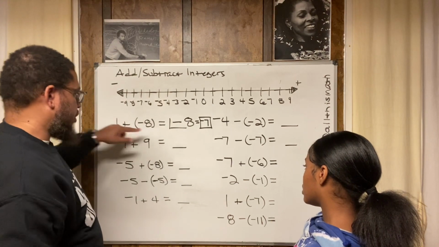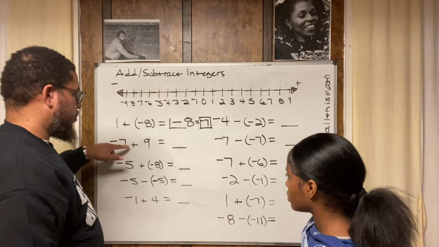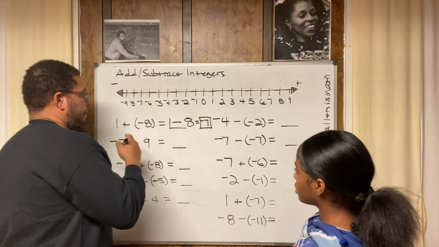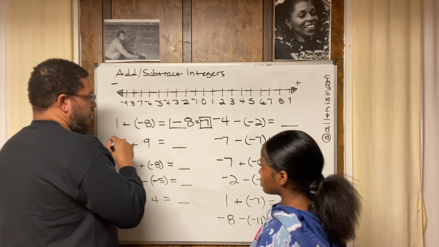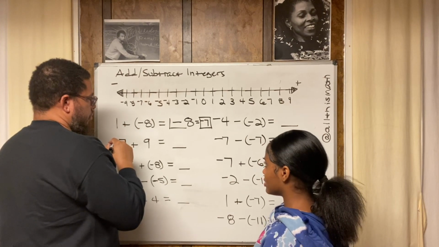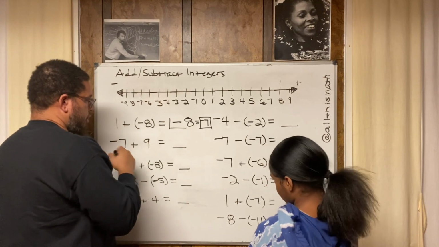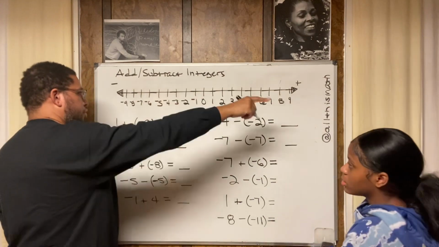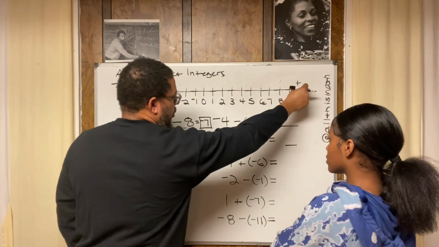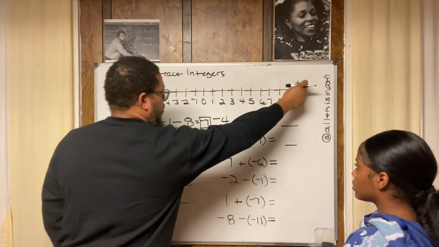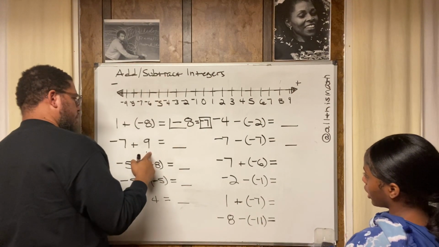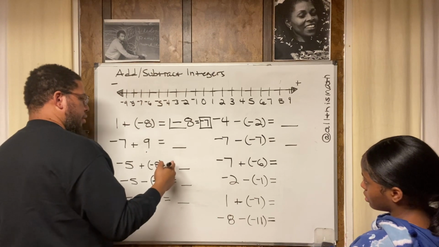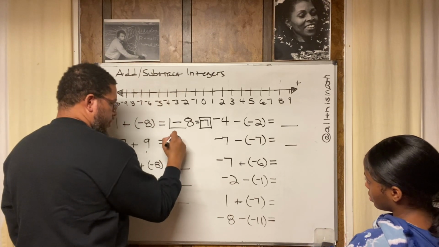Now, -7 plus 9. Do we need to rewrite this? No, we do not. Where do we start? -7, which is right there. Which direction do we move in? The right. Why? Because we're doing addition. Whenever we do addition, we move to the right, because that's where the positive numbers are. How many spaces do we go? 9. So where do we end up? +2. That's correct.